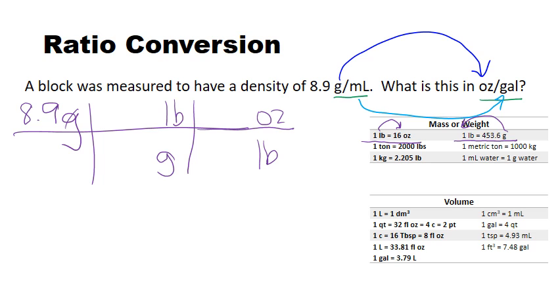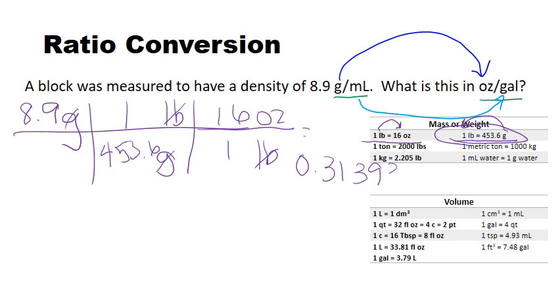So looking at units, my grams will cancel, my pounds will cancel, and I'll be left with ounces, which is what I want. So now I just need to fill in these number conversions. For the first one, it was 1 pound for every 453.6 grams. And then it was 16 ounces for every 1 pound. So putting that into my calculator, where you do 8.9 times 1 divided by 453.6 times 16 divided by 1, you get the answer of 0.313933. That's rounded in the last part, ounces.